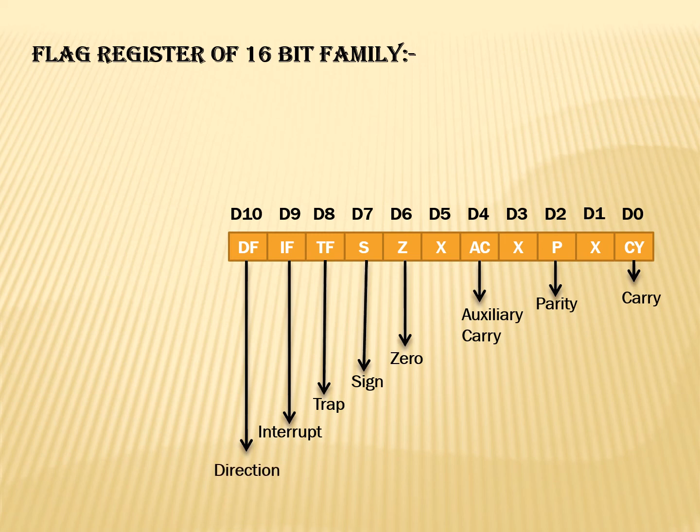Now, this trap, interrupt and direction flag, all these three are called the control flags. As I was teaching you the block diagram, I said that the flag register of the 16-bit family is classified into two parts. One is the status register and the second is the control register. So your trap, interrupt and direction flags all come under the control flags.